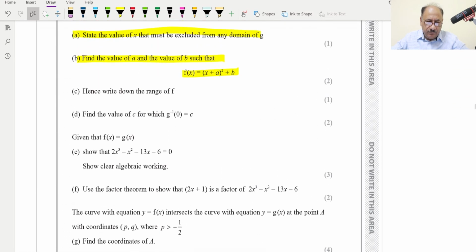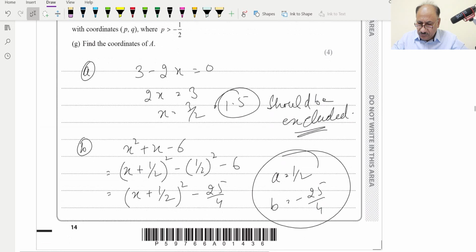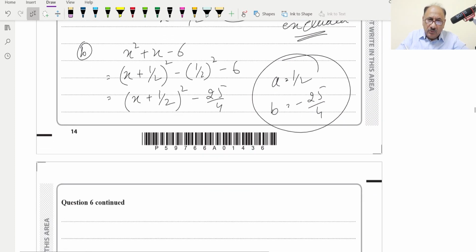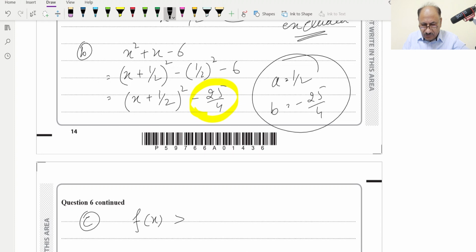Now for C part, they are saying hence write the range of f. The range of f is this one. We know this is the range. This portion is always the range in completing square format. So for the C part we will write f of x is greater than or equal to minus 25 over 4. This will be the range.